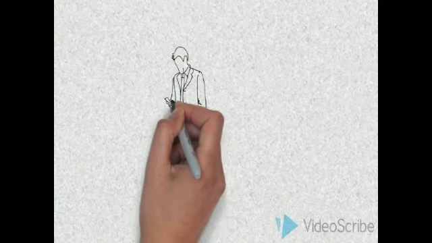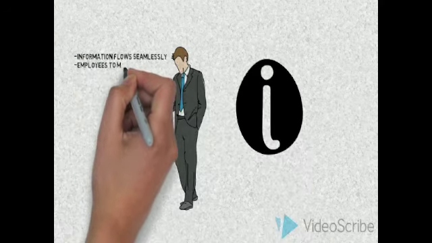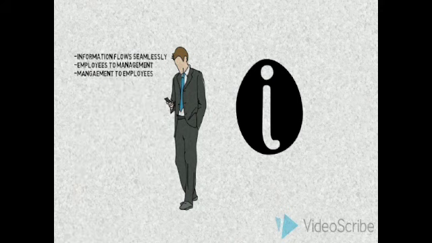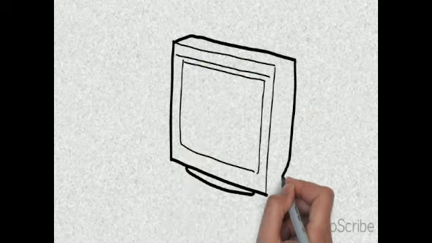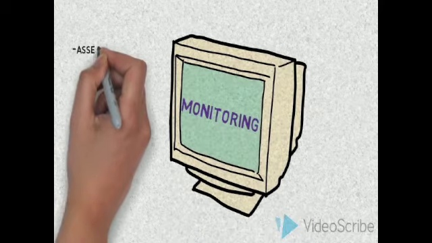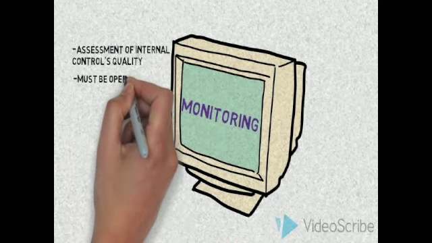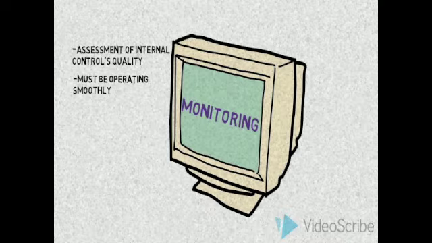Good internal control also needs the element of information and communication, in which relevant information can flow seamlessly through a business from management to employees and employees to management. Finally, the 5th element is monitoring, involving the assessment of quality of the overall internal control. In order to be constantly improving internal control, management must ensure it is operating smoothly throughout the organization.